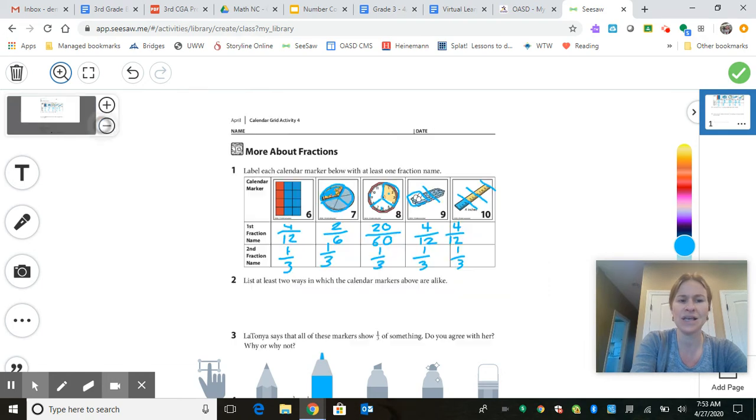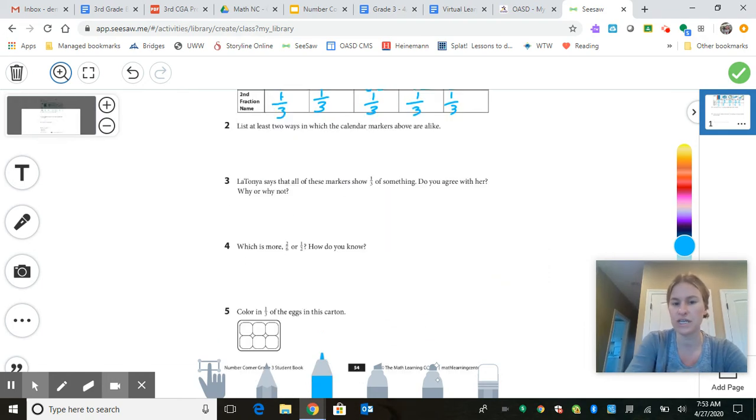But today on Seesaw, I want you to complete that chart, but I also want you to look further into the worksheet, thinking about, how do the markers all show 1/3 of something? And if the question says, do you agree, why or why not? Yes, I agree because, or no, I don't agree because. And in math, we can use words, pictures, labels. You might even refer to the chart to help you with that.